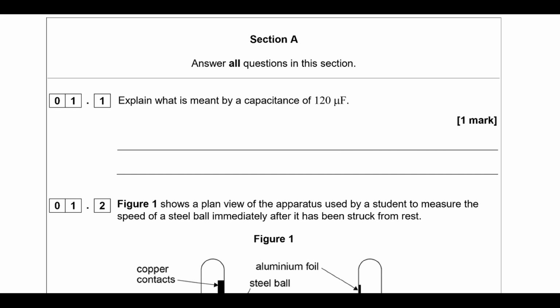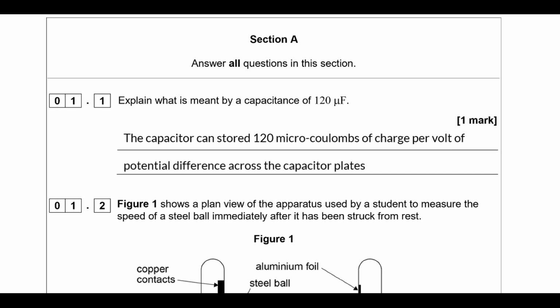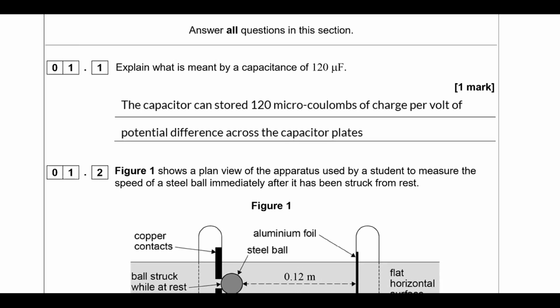So, first question wants us to explain what is meant by capacitance. Well, capacitance is the charge stored per unit of potential difference across it. So 120 microfarads means you can store 120 microcoulombs per volt of potential difference across the plates. All right, so that's what we've got there.